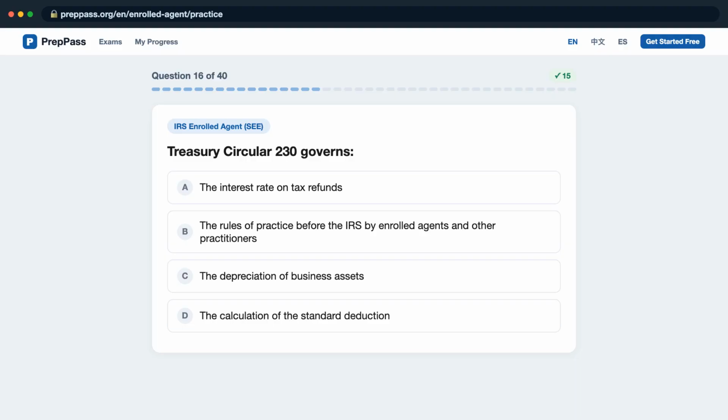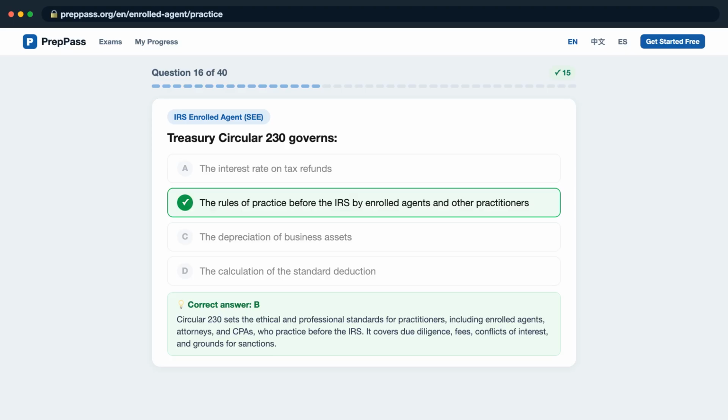Question 16. Treasury Circular 230 governs, is it A, the interest rate on tax refunds? B, the rules of practice before the IRS by enrolled agents and other practitioners? C, the depreciation of business assets? D, the calculation of the standard deduction? The correct answer is B.